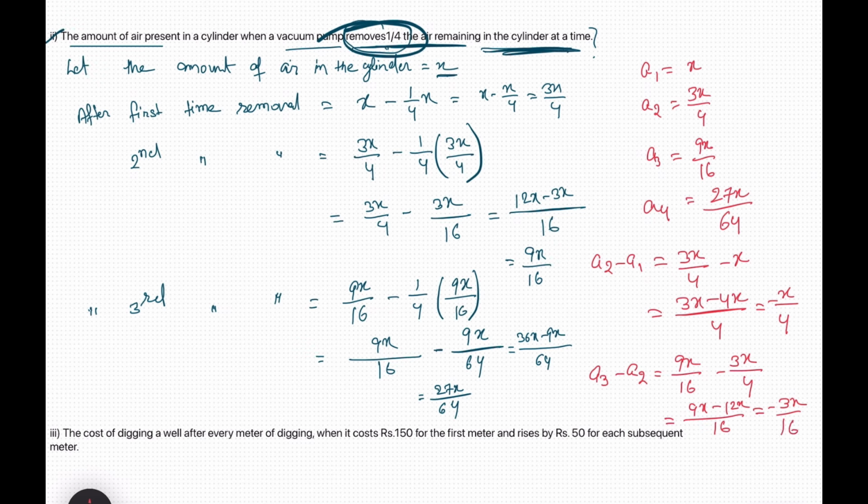Can we see these are not the same? It means the d is not equal. If d is not equal, it means it's not an AP. So this is not an AP.